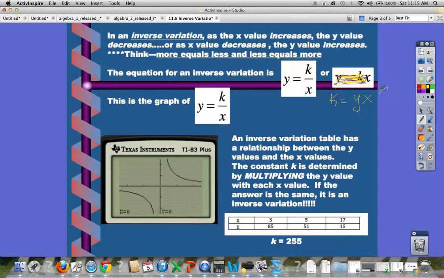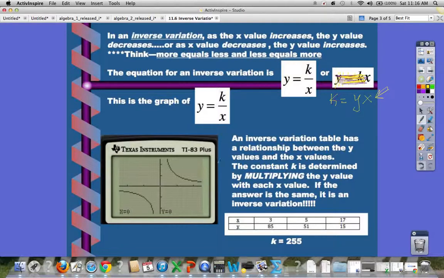This is the one you want to look at when you're looking at your tables, because in this variation your y is multiplied by your x, whereas in direct variation, your y is divided by x. In this graph, y is equal to k divided by x, and this is what the graph looks like, and that's totally different from your direct variation graph, where it went through the origin. This does not come anywhere close to the origin. One branch is going down like this, and one is going up like this, and vice versa. If you had a negative k on the top, then this one would be going up, and this one would be going down like that.